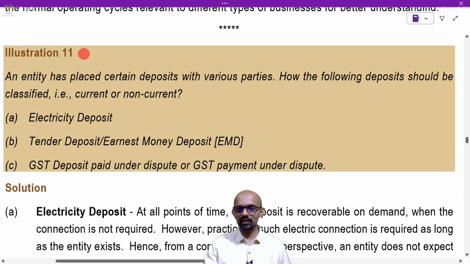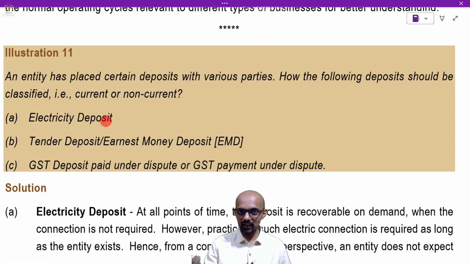Illustration 11, we answer it in an if-then-else kind of a format. So they have given us three items: electricity deposit, tender deposit, earnest money deposit, GST deposit paid under dispute. So it all depends on expectation, when the entity expects to realize these assets. If it expects to realize these assets within 12 months from the end of the reporting period, then it will classify as current, otherwise it will be non-current. In electricity deposit, generally we don't expect to get it back. So even though we have a legal right, generally electricity deposit we classify as non-current.